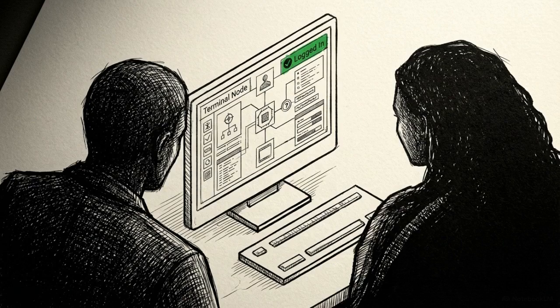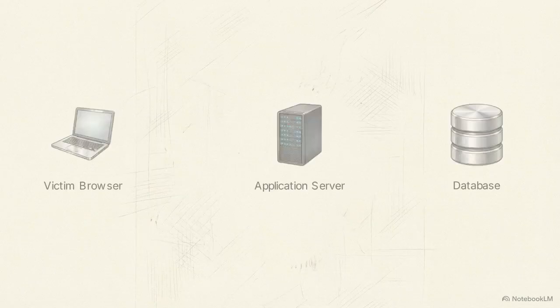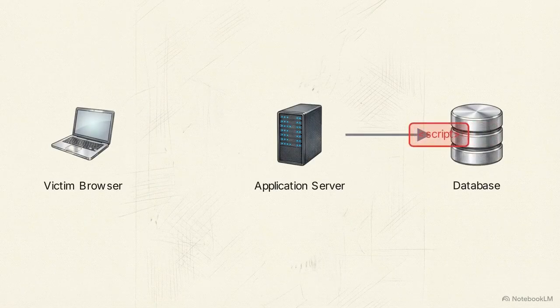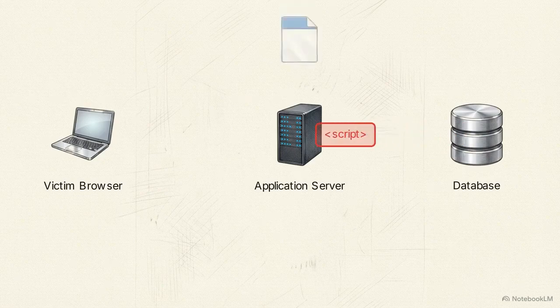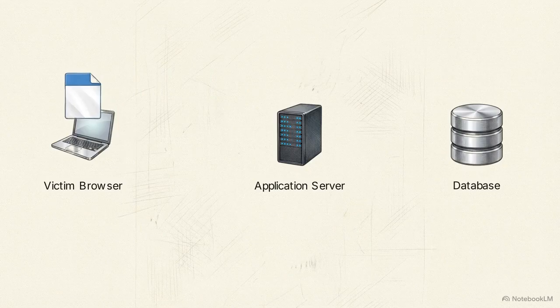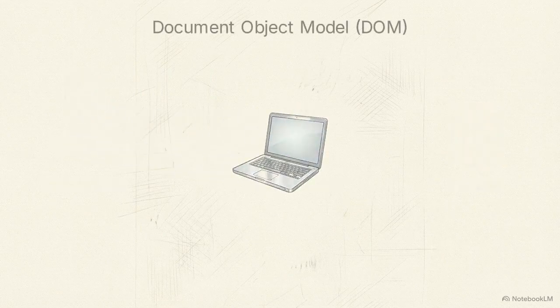The final phase shifts to the victim. An authenticated, logged-in user navigates to the compromised blog post or user profile. The server receives the request, queries the database, and blindly extracts the stored comment. It embeds the attacker's payload directly into the outgoing HTML response and sends it back to the user.